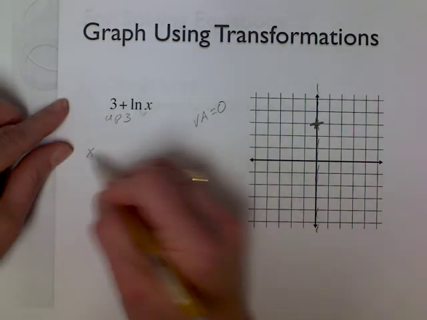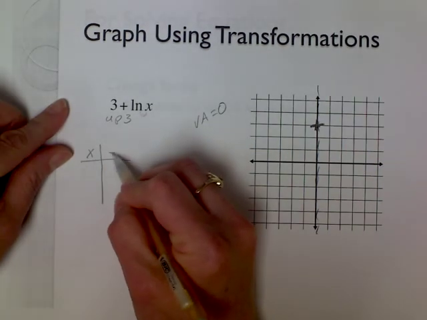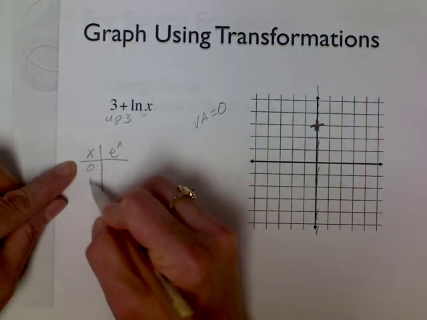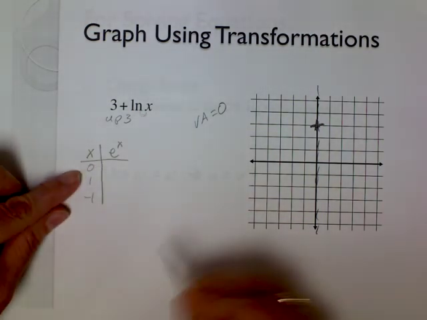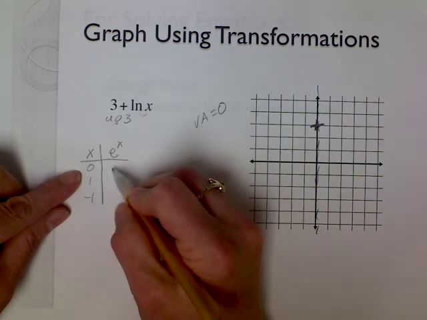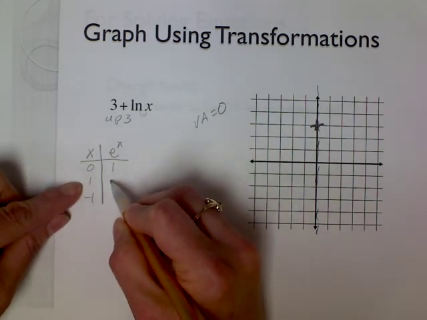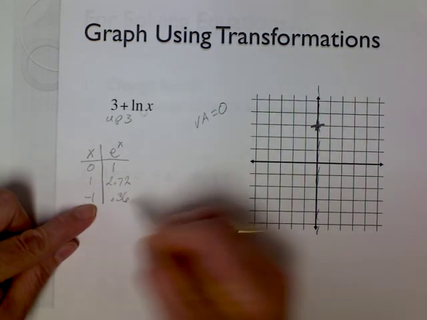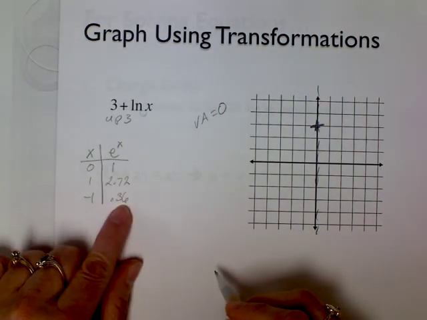So when I do my table, I'm going to do e to the x. Now you may not remember what those points are, so get your calculator out and complete your table. 0, 1, and negative 1. Remember, use the e to the x button. E to the 0 is 1, e to the 1 is 2.72, e to the negative 1 is 0.36. Check that out on your calculator.